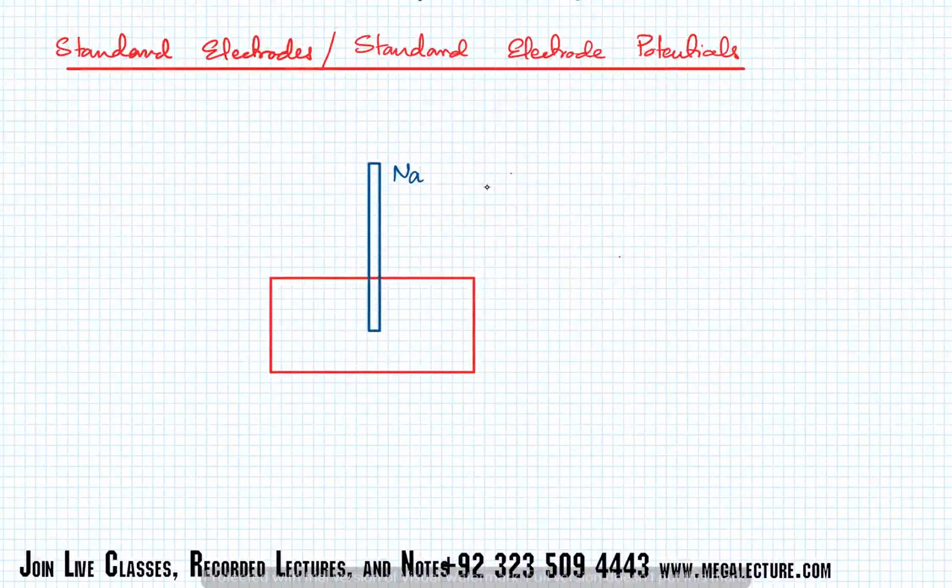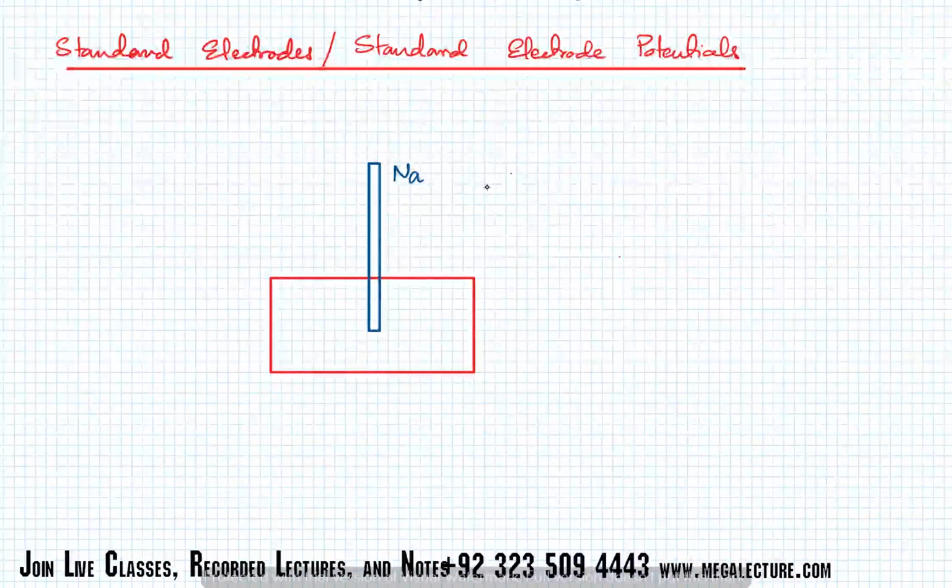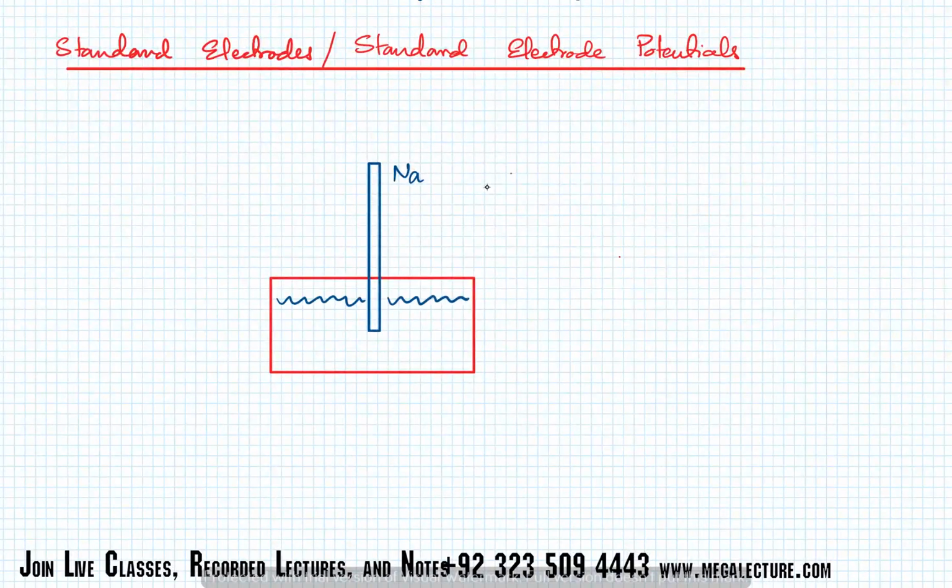I know that sodium likes to lose electrons. This is an overly simplified diagram. It's very hard to actually handle sodium in the lab because it's explosively reactive, but just imagine it as an overly simplified diagram. I take a piece of sodium and put it in an aqueous solution of sodium ions. That could be NaCl aqueous, probably. So the solution contains sodium ions.